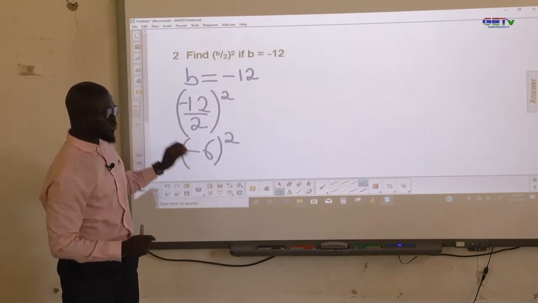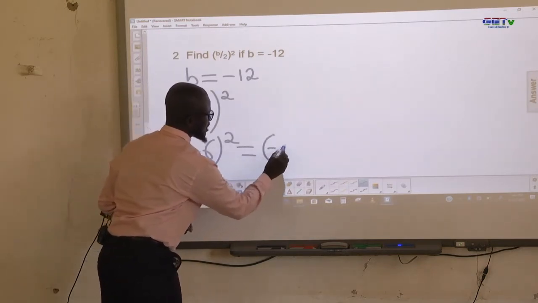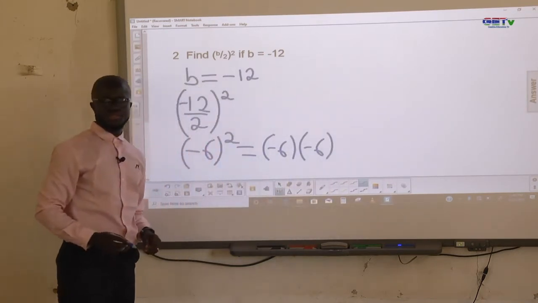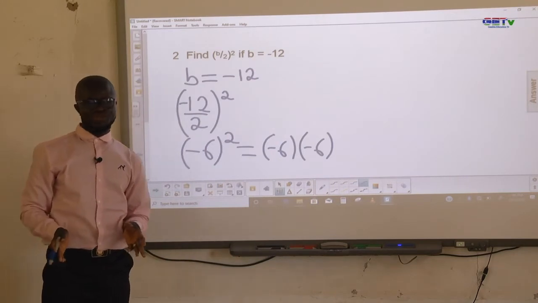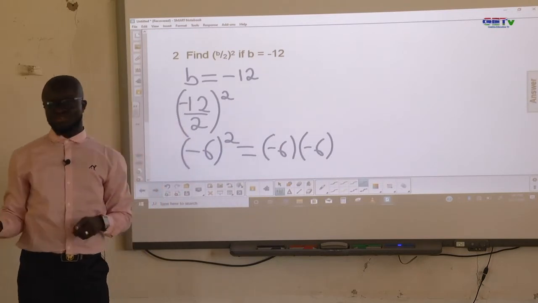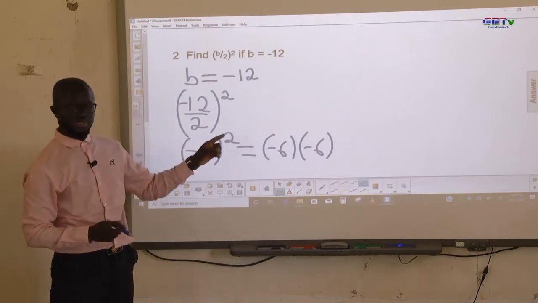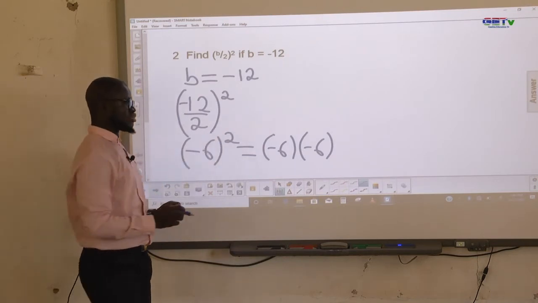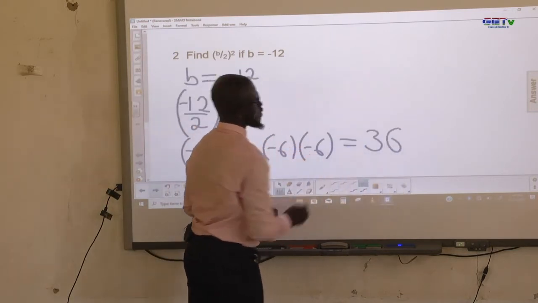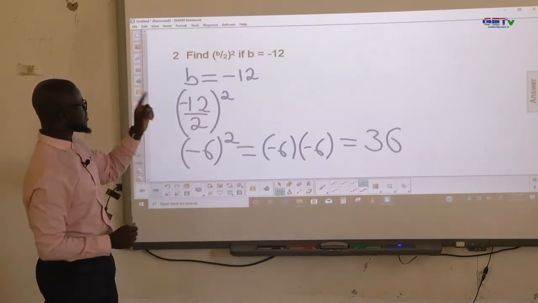Again, remember that you are squaring negative 6, which is the same as negative 6 times negative 6. In the upper grade, remember, you are told by your teachers that multiplying a negative number by another negative number will always give us what? A positive result. So that's the essence of taking note of the negative sign. So negative 6 times negative 6 will give us 36. And that is the right answer to the question.